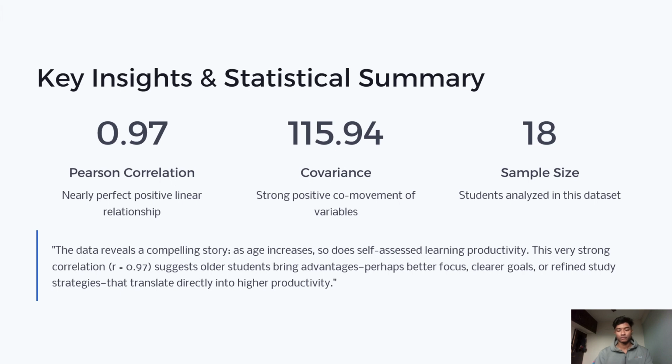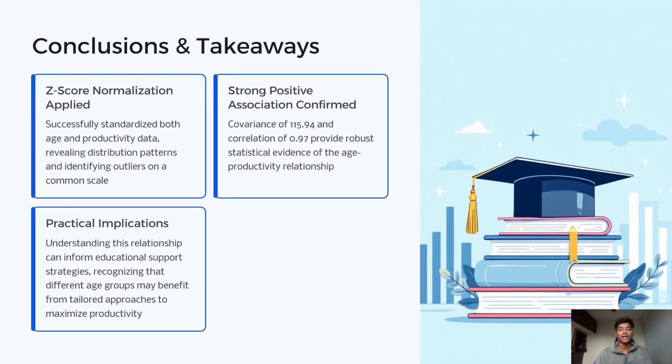Now, the conclusion and takeaways. In conclusion, Z scores gave us a clear picture of age and productivity distribution. Correlation and covariance showed that age is an excellent predictor of productivity. These insights can help educators design support systems tailored to different age groups.